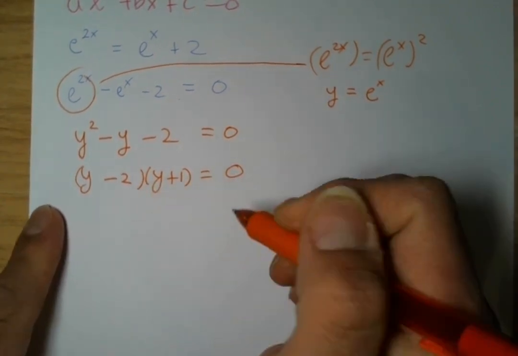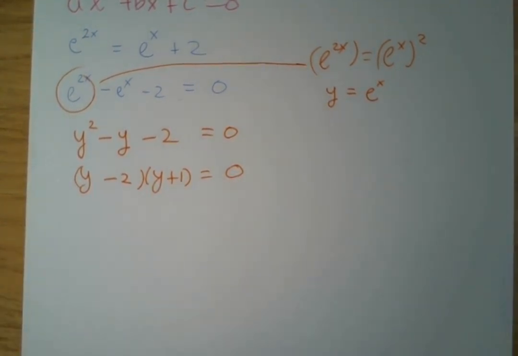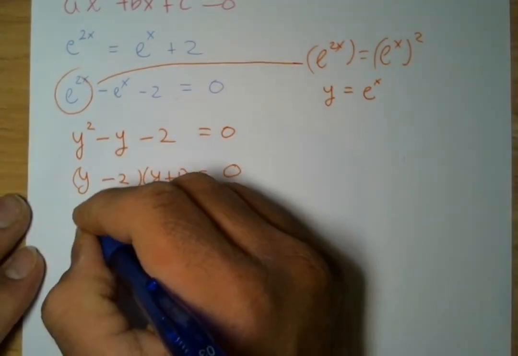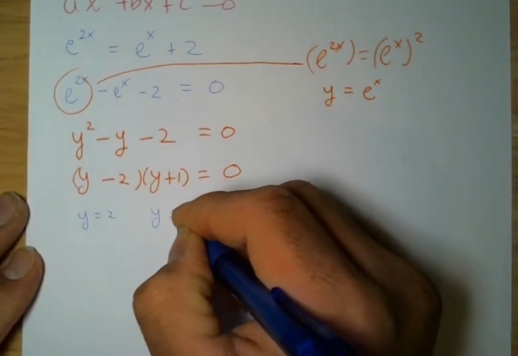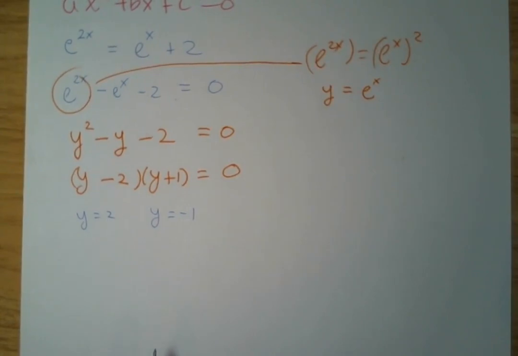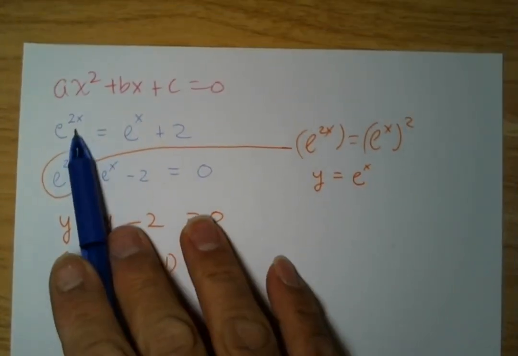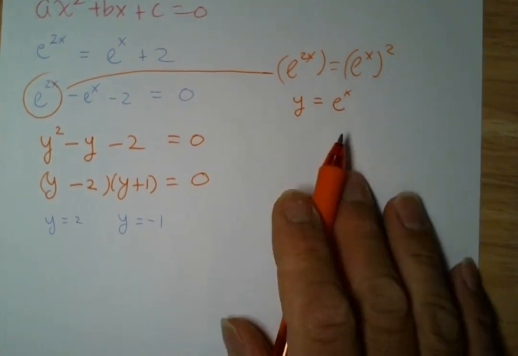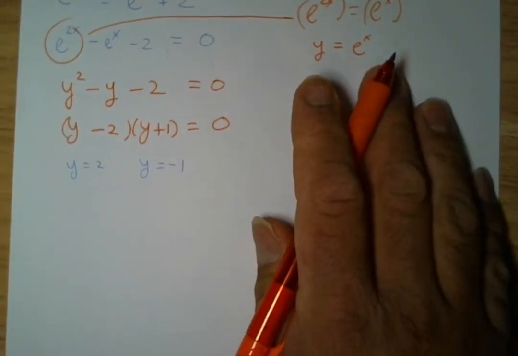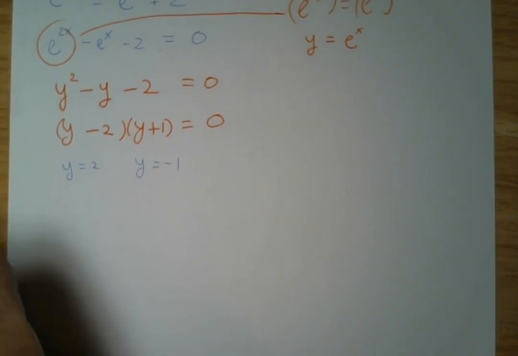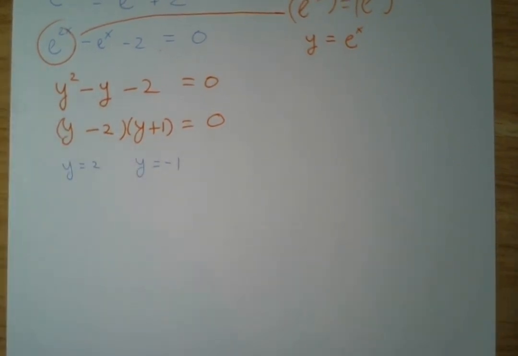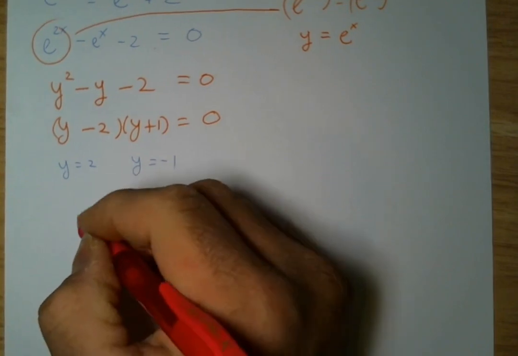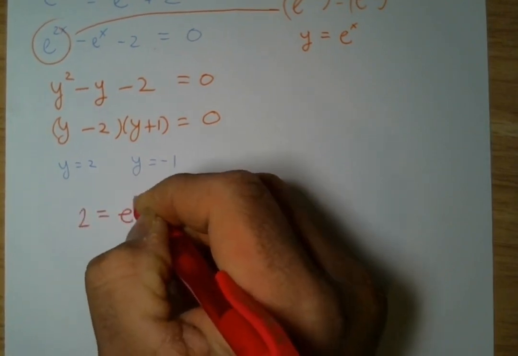And now we have two solutions here. y is equal to 2 and y is equal to negative 1. But this is not the solution to my problem. I was asked to solve for x. I solved for y, so we need to substitute back here. Going back to my substitution, if y is equal to e to the x, let's sub that in and now look for the values of x. So here, 2 is equal to e to the x.